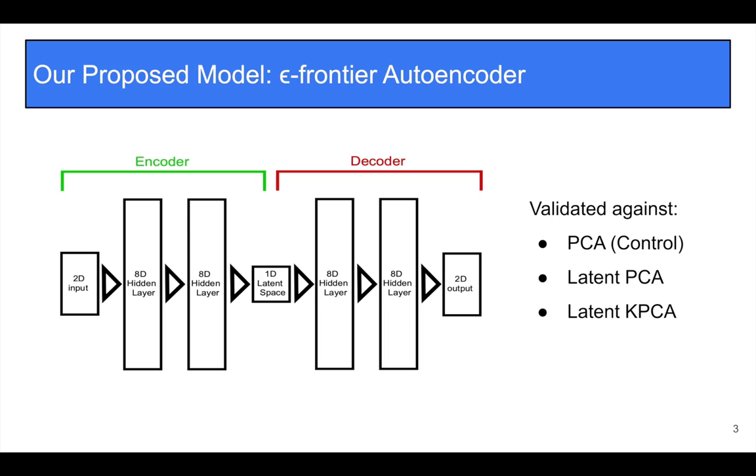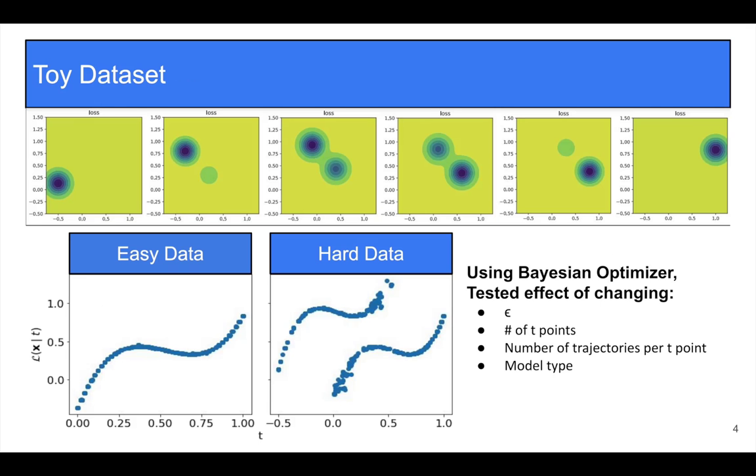For this paper, we tested the autoencoder against two-dimensional PCA operating in the design space, as well as PCA and kernel PCA operating on the one-dimensional manifold of our toy problem. The 2D PCA was taken as our control. Here you can see the toy dataset, which includes the so-called easy and hard data. This distinction was made to test the performance of each model on a continuous versus a discontinuous manifold.